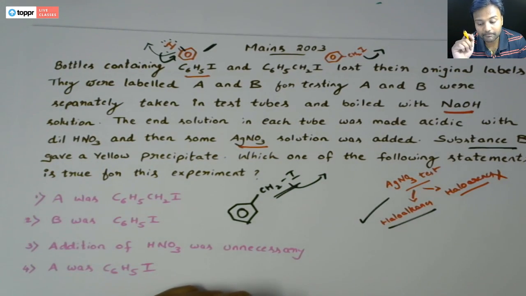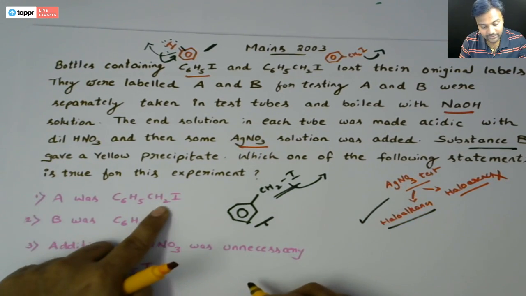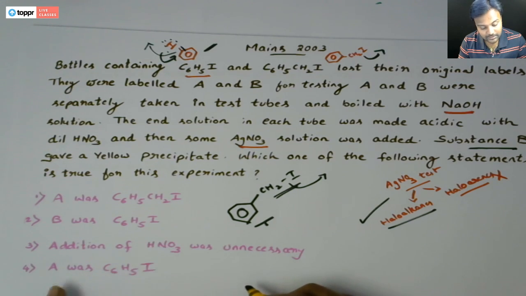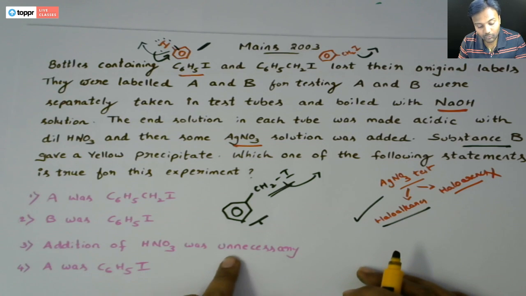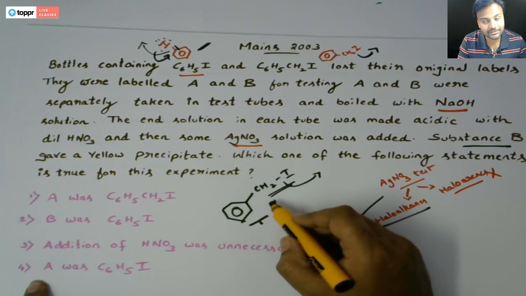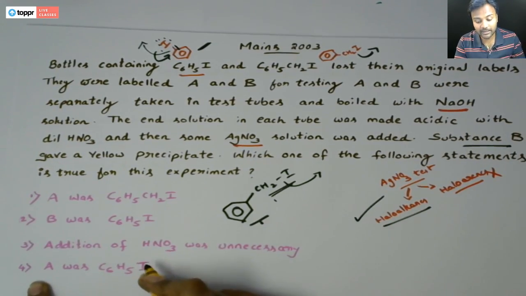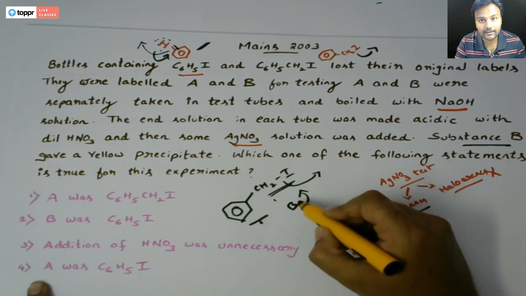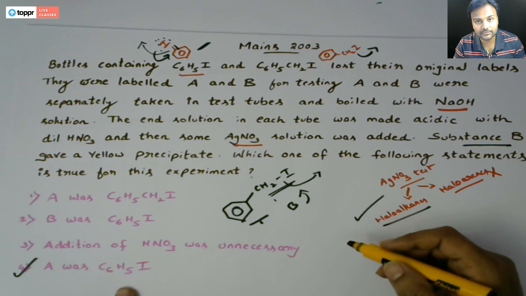So what is substance B? Substance B is this. Addition of nitric acid was unnecessary, and A was C6H5I. If substance B is this, then substance A should be this. They have not given you the option that substance B is this. No, there is no such option. But you know that substance B is this, so obviously substance A should be this. Right? So that is how the question has been given.